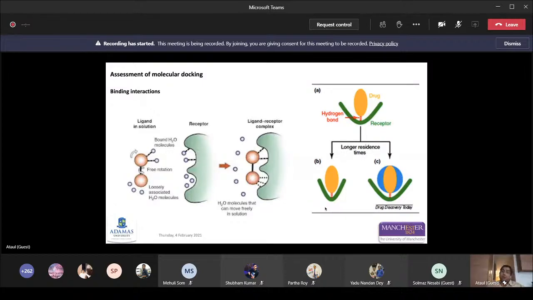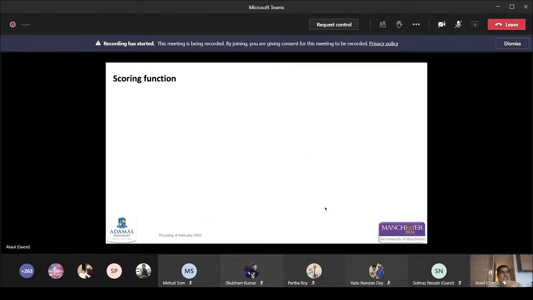So when we have to perform the docking, we have to check how many binding interactions are formed. Among these binding interactions, how many are strong, how many are weak, how many are hydrogen bonding interactions, how many hydrophobic interactions or any other kind of weak interactions. And then the second parameter is the scoring function. We can score our different poses.